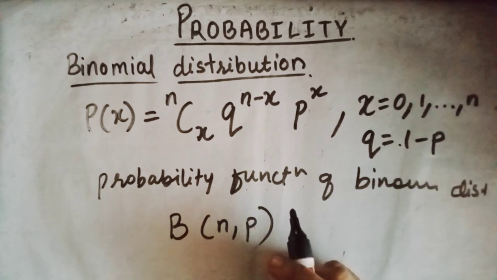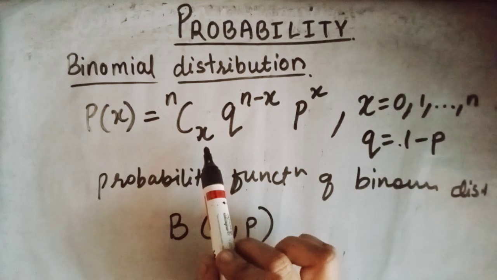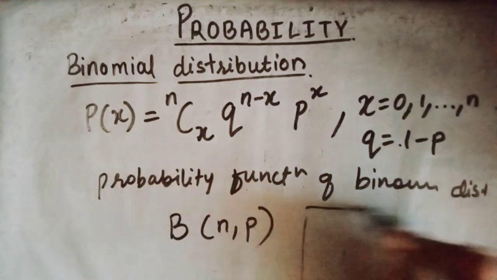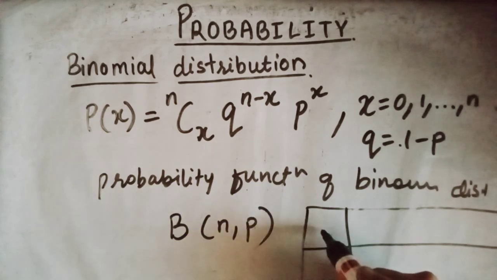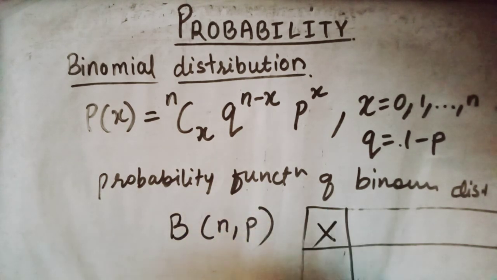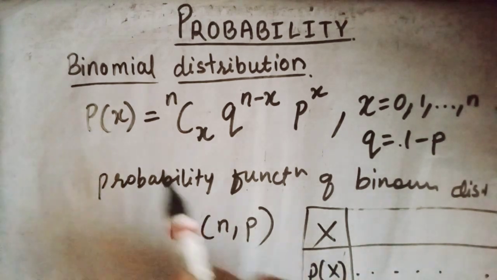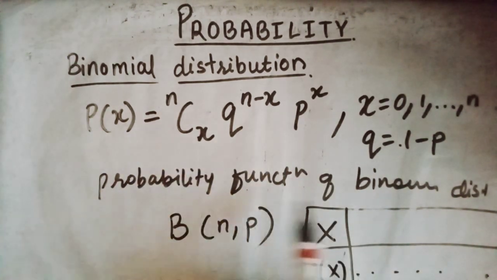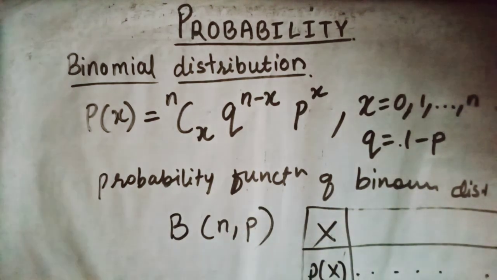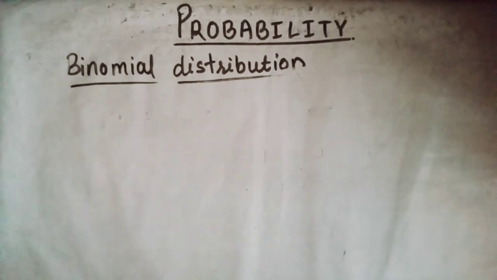Let's start. Here x is a random variable, as we have seen in the last topic, and with respect to that we get a probability. That probability is given by this formula, and that is a binomial distribution. Let's solve some problems.